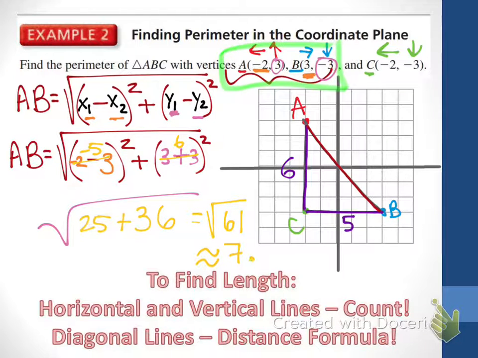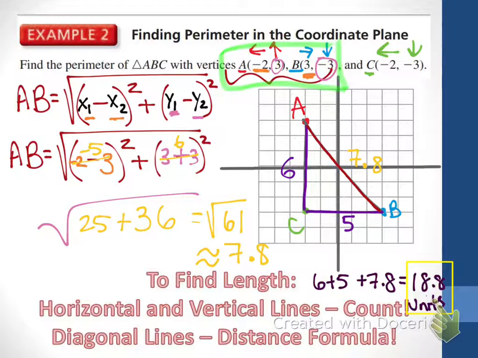7.8. Do not circle that. It's not our final answer. What do we want in the end? The perimeter. All we found was that AB was 7.8. Now we have to add all of them together. 6 plus 5 plus 7.8 is 18.8, and you're going to write units. Remember, if it doesn't tell you what to write, you write units. That is the answer. If it said that each unit was a centimeter, then you would use centimeters.